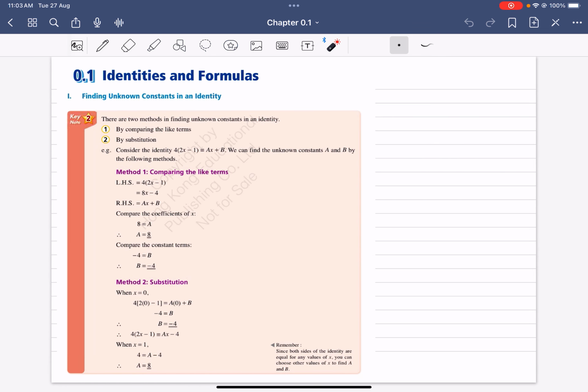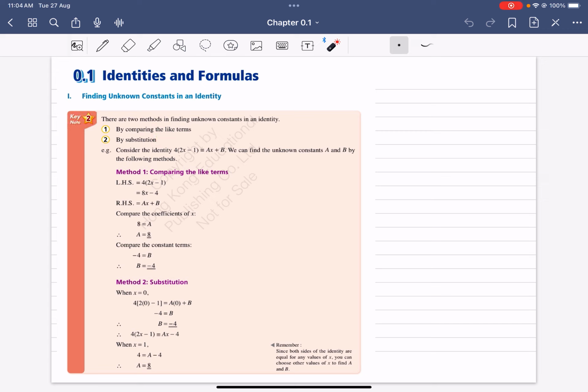So for identities, what will we have for a question? Sometimes we have to find an unknown. For example, you can see that if you have 4x times bracket 2x minus 1 is identical to Ax plus B, then we want to find the capital letter A and capital letter B, which means they are the unknowns. And we have two methods. One is called comparing the like terms. The other one is substitution. So most likely, we will use the first one, compare the like terms.